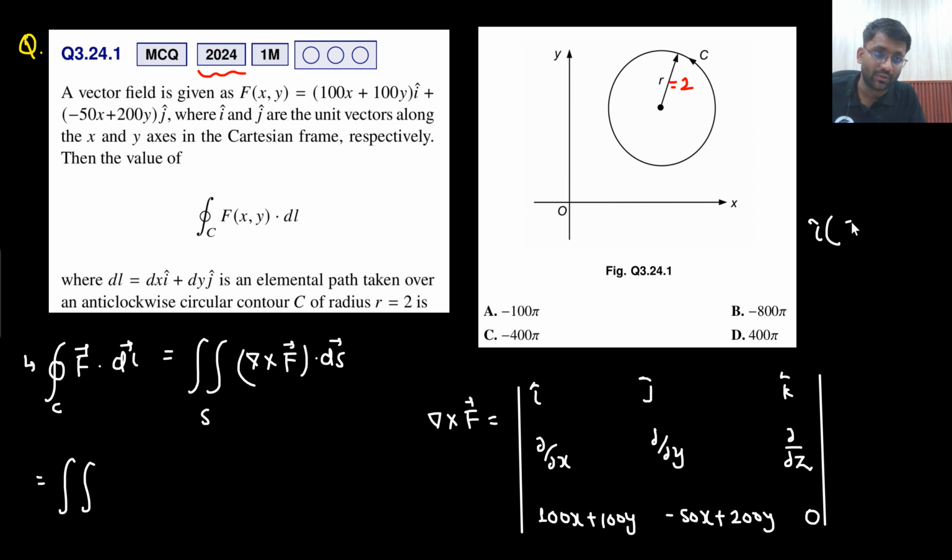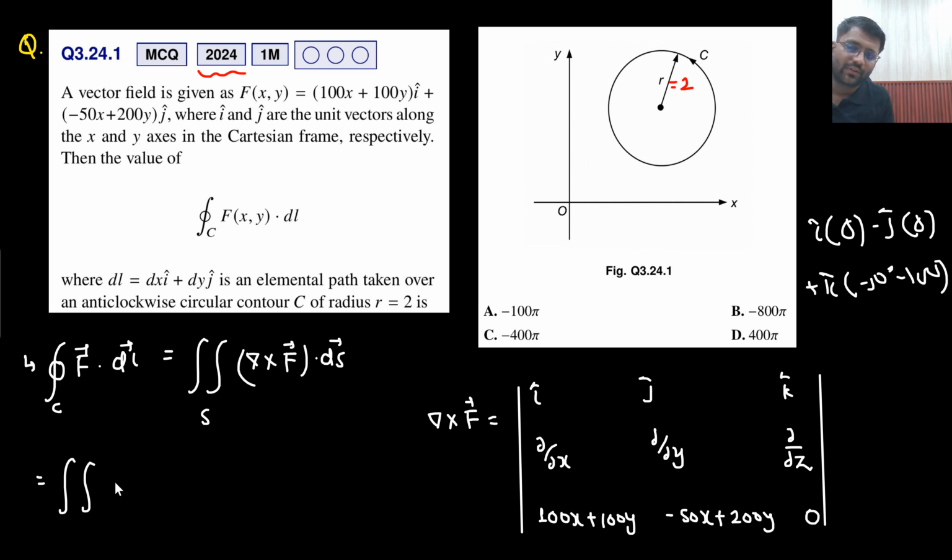This will be 0, this will be 0. Minus j cap, sir, what will I be getting? This will be 0, this will also be 0. And in k cap, what will I be getting? When I differentiate this, I will get minus 50. And when I differentiate this, I get minus 100. So minus 150 k cap I am getting.